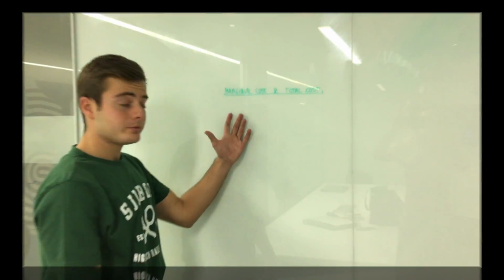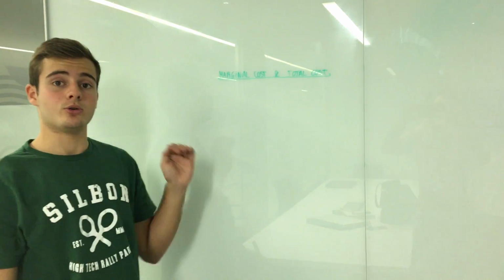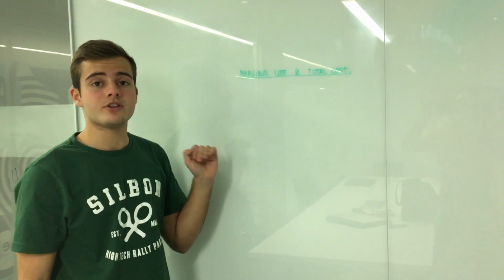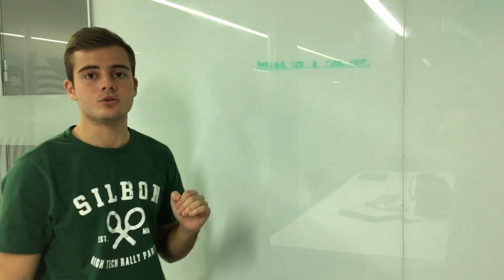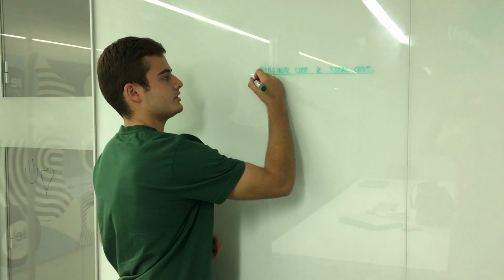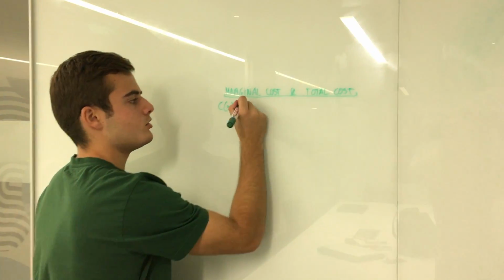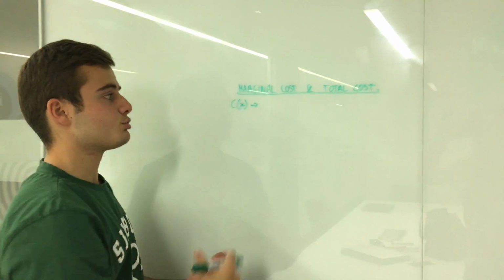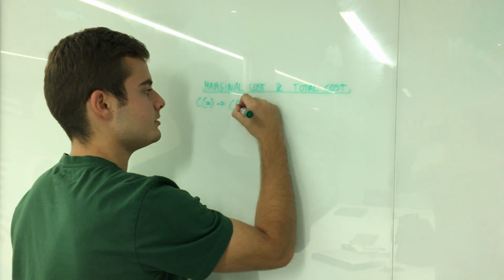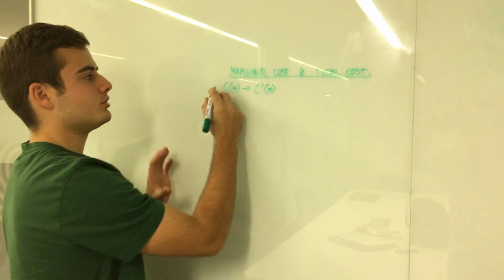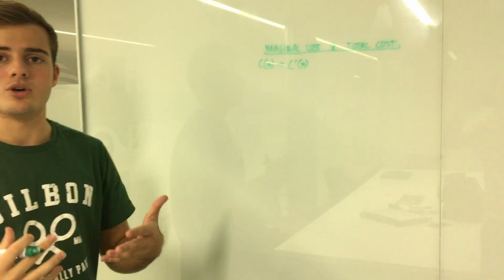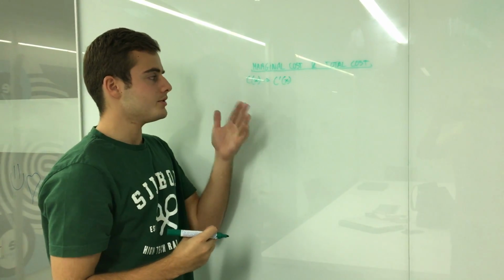May I go up and do an example on marginal cost? So I'm going to be exploring marginal cost and total cost. These are two commonly known functions in the business world and are extremely useful. Now, total cost is generally known as C of x, while marginal cost is just the derivative of it. So it would be C prime of x. And this is the general idea as it is known within the business world.